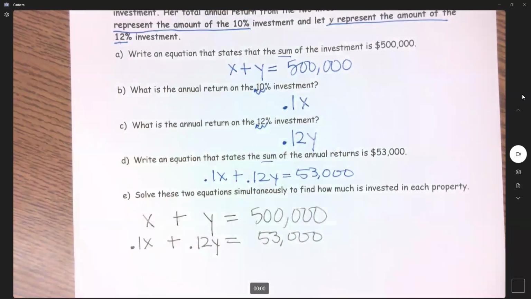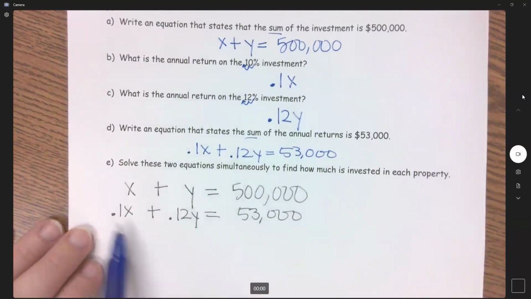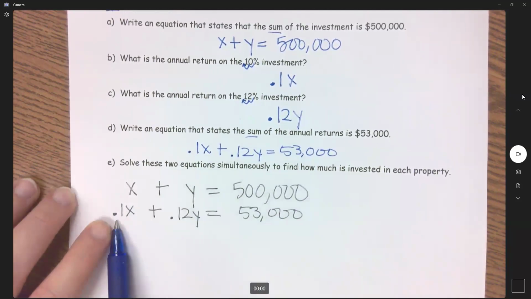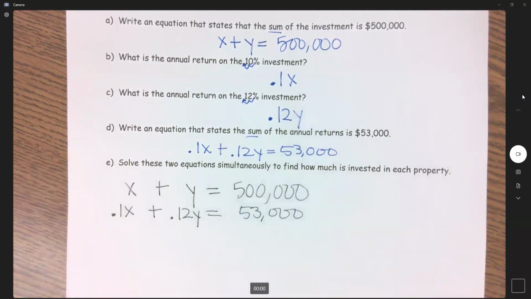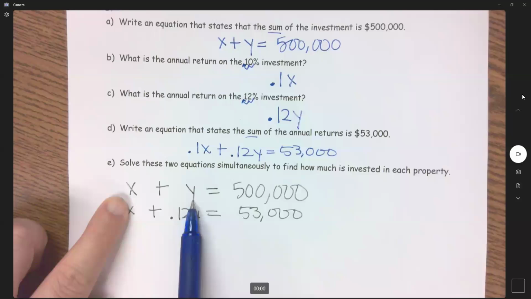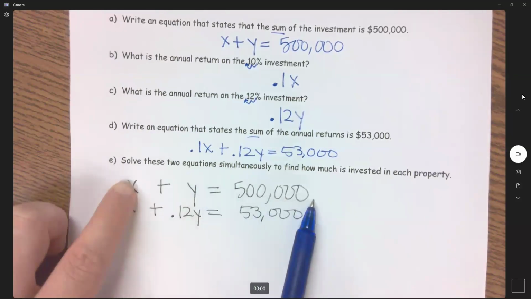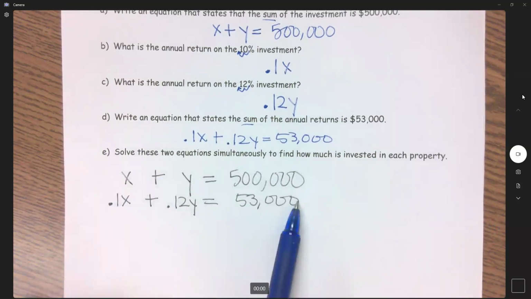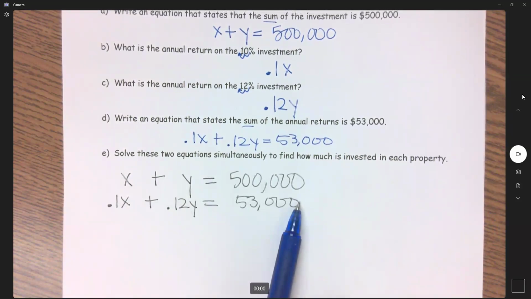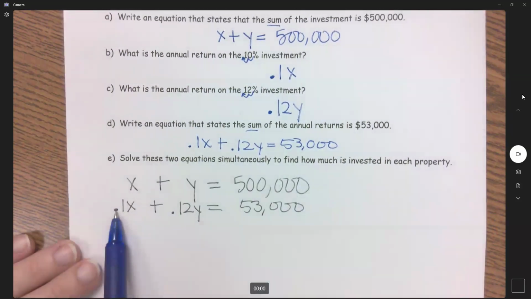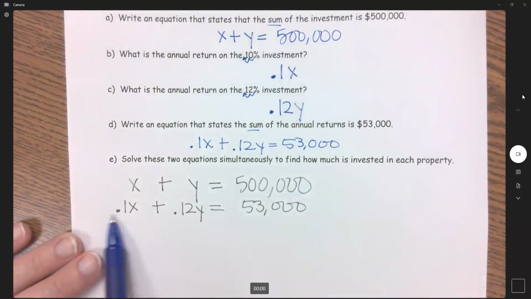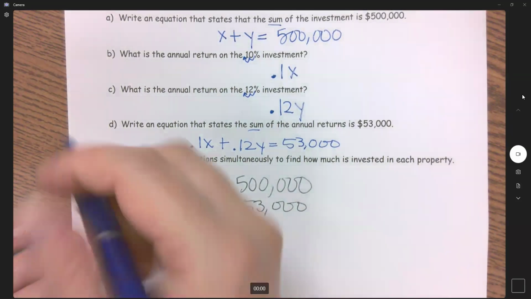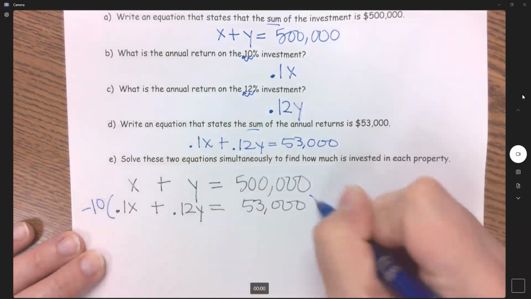You can go either way. You could multiply this top one by negative 0.1 if you wanted to. You can also solve by substitution: x equals 500,000 minus y, or y equals 500,000 minus x. But I'm going to turn my equations here with decimals into more whole numbers. So if this is 0.10, think of this as 10 cents, right? How many dimes, how many 10 cents make up 1? And that's 10. I'm going to multiply this one by negative 10.